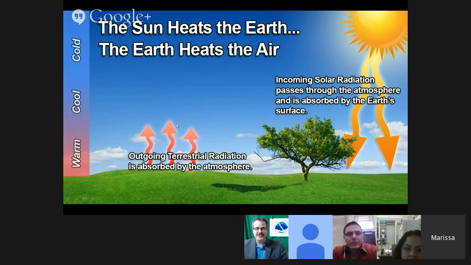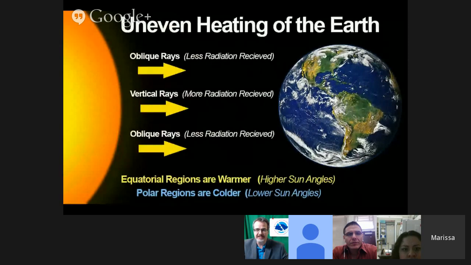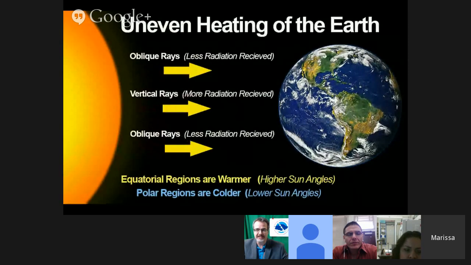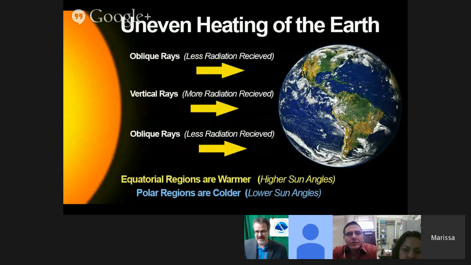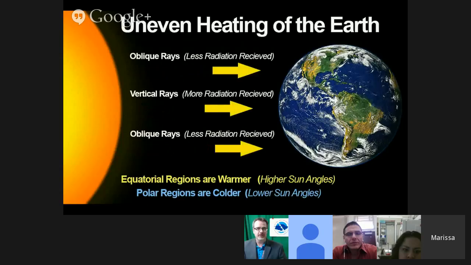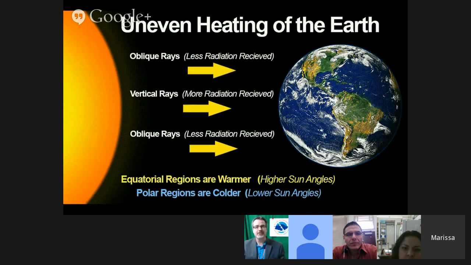Now, I talked about this thing called uneven heating. Obviously, the Earth heats because of the sun. The sun heats the Earth. But the sun is so large, so immense in comparison to the size of the Earth, that incoming solar radiation is basically received in parallel rays. But notice what the Earth looks like. Just like what Christopher Columbus found out, the Earth is not flat, it's not square. The Earth is nice and round there.